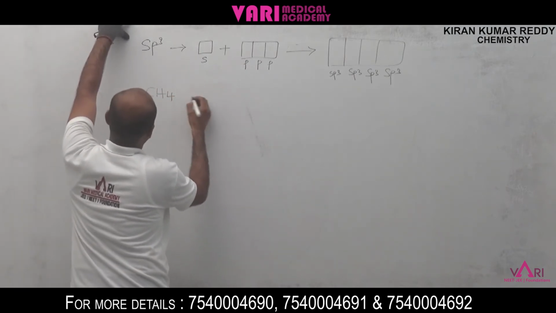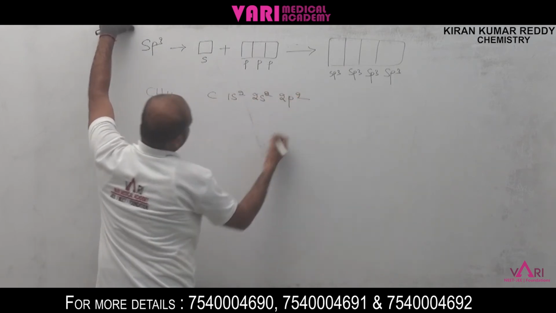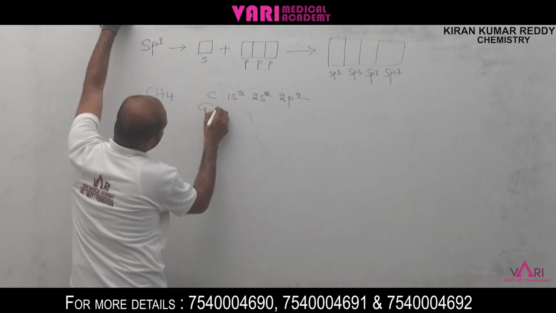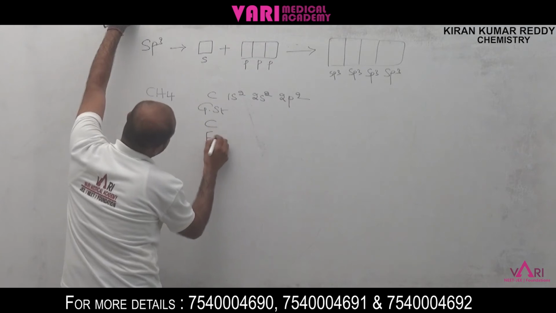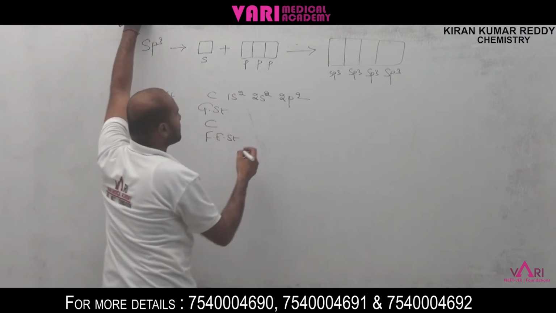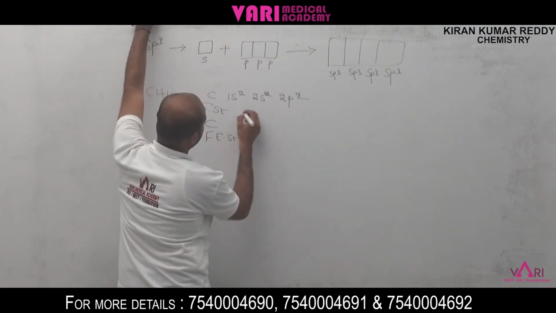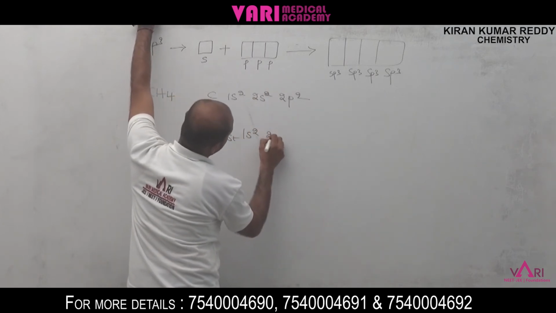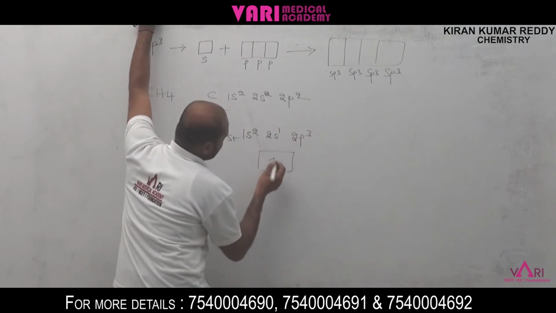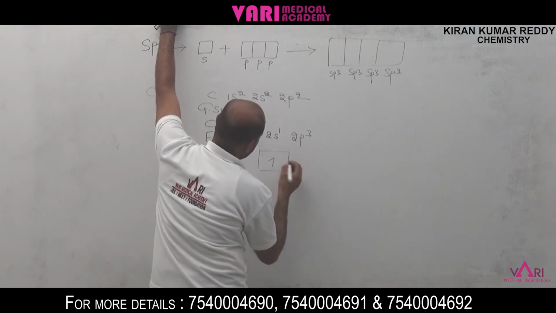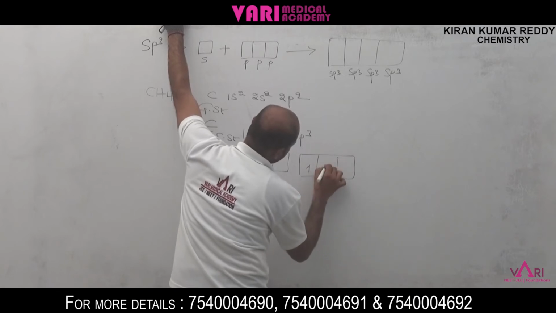Methane, carbon electronic configuration 1s2, 2s2, 2p2. This is the ground state. Next, carbon in the first excited state. In the first excited state, what is happening? One of the s electrons jumps from the s orbital to the p orbital. Now here it is 1s2, 2s1, 2p3. Here is the 1s orbital, the 2s orbital, and here is 2p3. How many are there? 1, 2, 3.